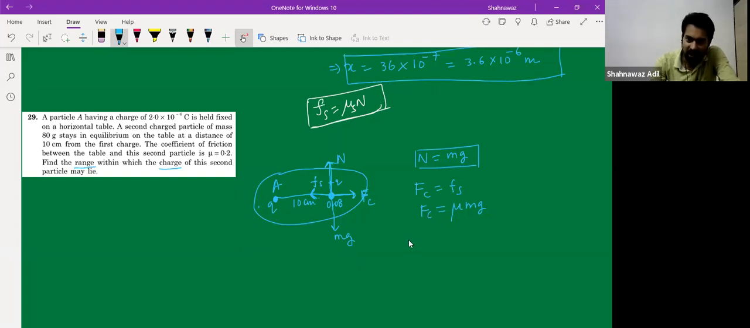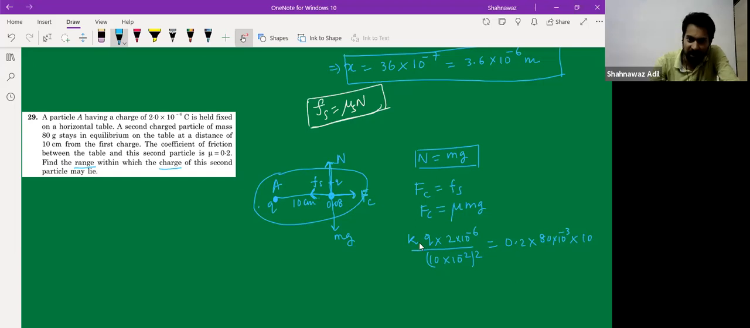So Fc is K Q square. Q is how much? Okay, not Q square, Q and this known Q. 2 into 10 to the power minus 6, divided by distance, which is 10 centimeter, right? So (10 into 10 to the power minus 2) square, and this is equal to mu, which is 0.2, and 80 into 10 to the power minus 3, and g is 10, right?